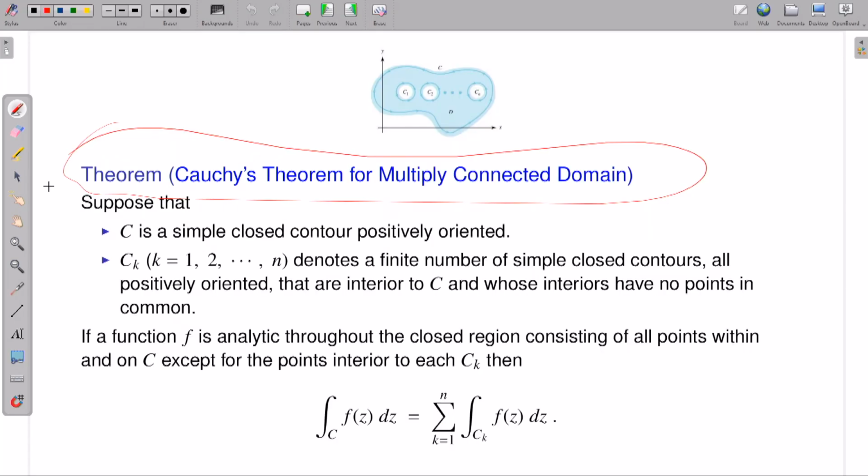So what is that? I am just stating it. I am not going to prove it, but the proof will be similar. What will be the statement? First, let me go through the statement, then I'll explain how you prove it. So the statement is the following.